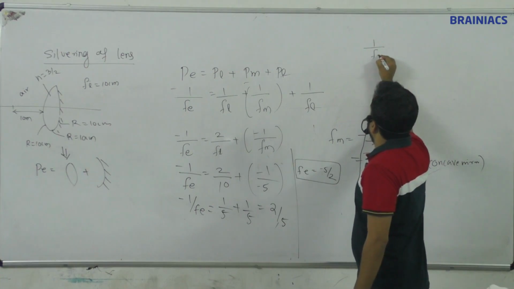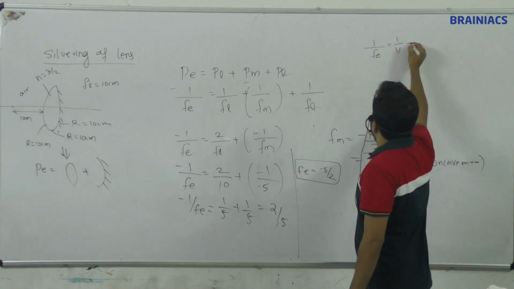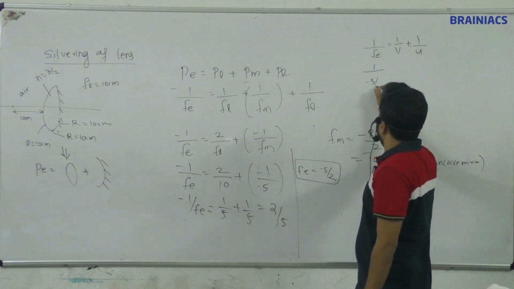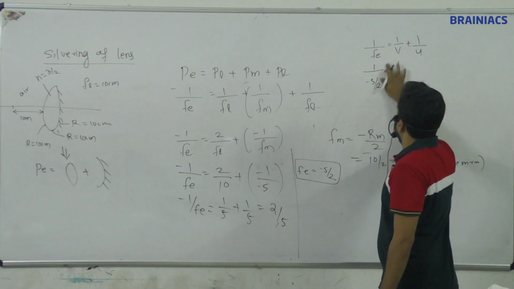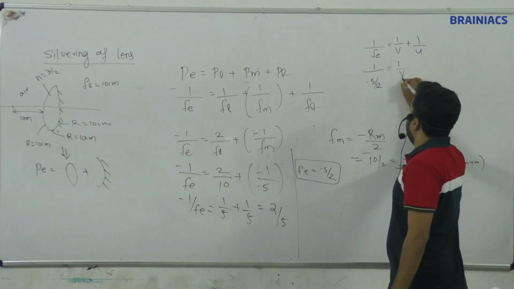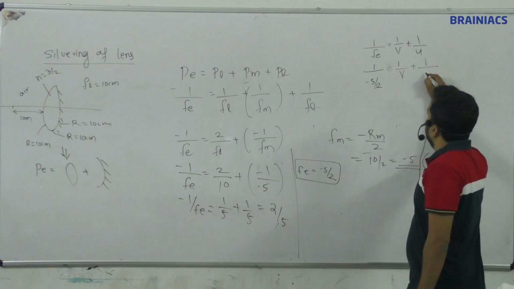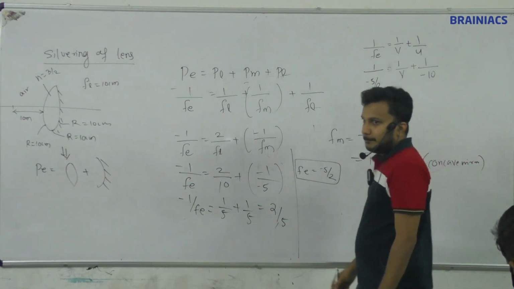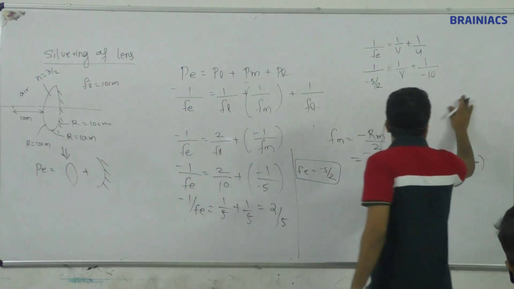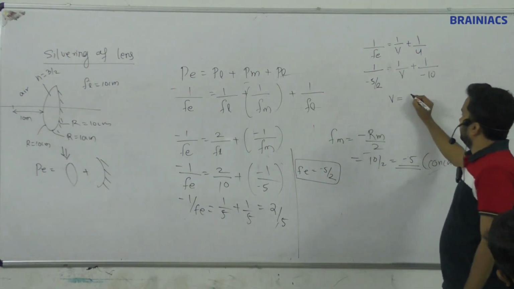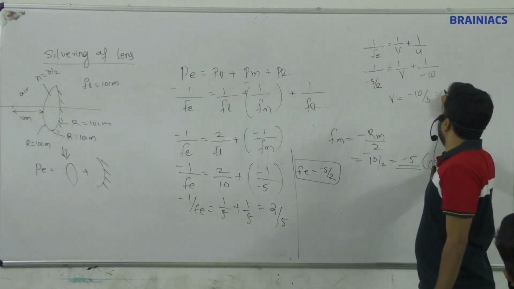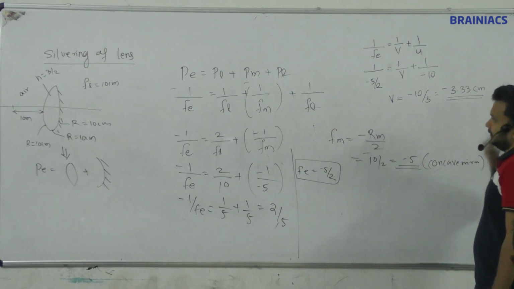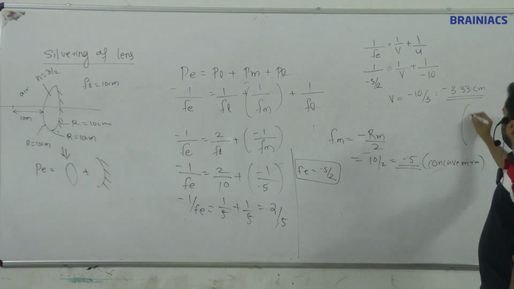1 by Fe equal to 1 by V plus 1 by U. Fe is equal to, 1 by V, V has to be found. What is U? Minus 10. Substitute. And V, how much? Minus 10 by 3, that is 3.33, 3.33 centimeters.